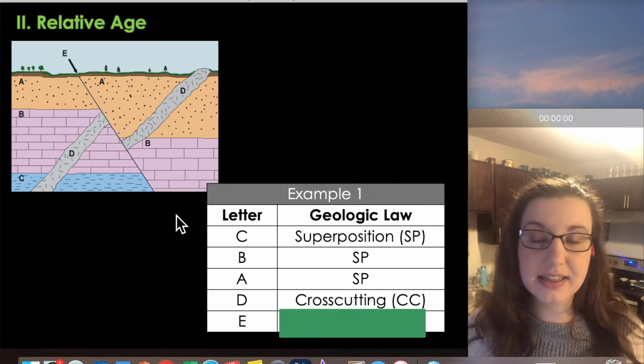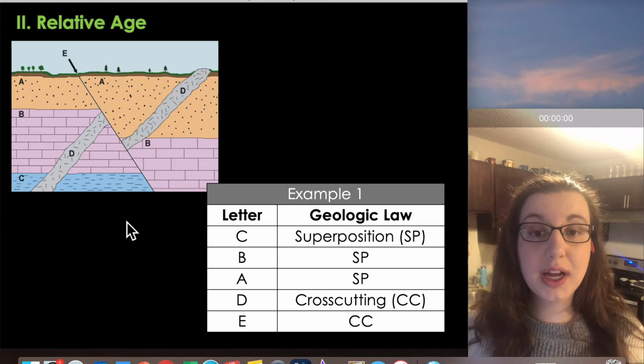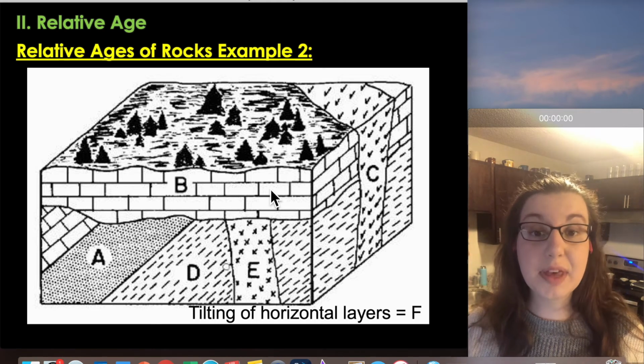And E, it is a fault line, so it's going to be, again, cross-cutting. So that is one example right there. And then we have our second example.